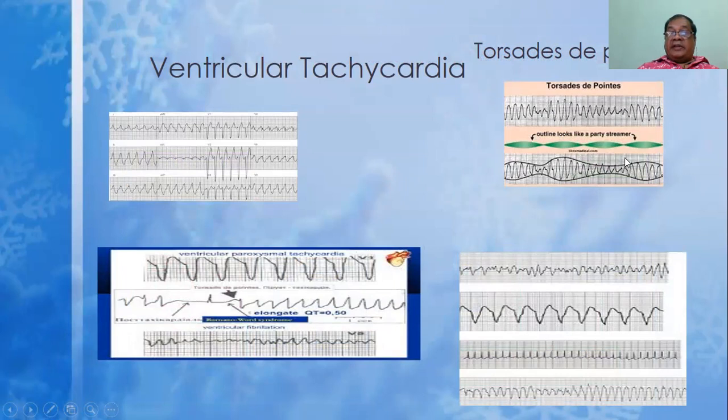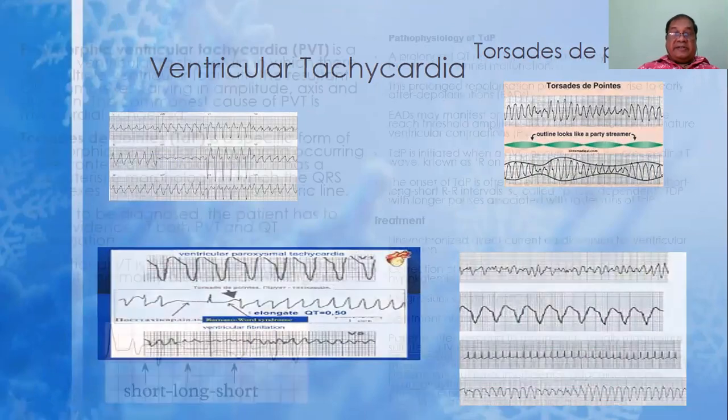If we draw a line on the upper margin of this rhythm and draw another line on the lower margin of this rhythm, we see it is spiral shaped. So this is called Torsades de Pointes. And we have ventricular tachycardia, where it may be regular or pulseless ventricular tachycardia may be present. In case of ventricular fibrillation, it gives an irregular bizarre wave pattern. And Torsades de Pointes may lead to ventricular fibrillation also. And there may be complete asystole, ventricular asystole.